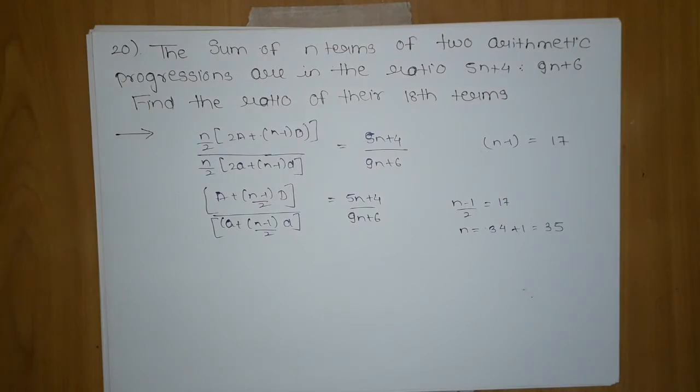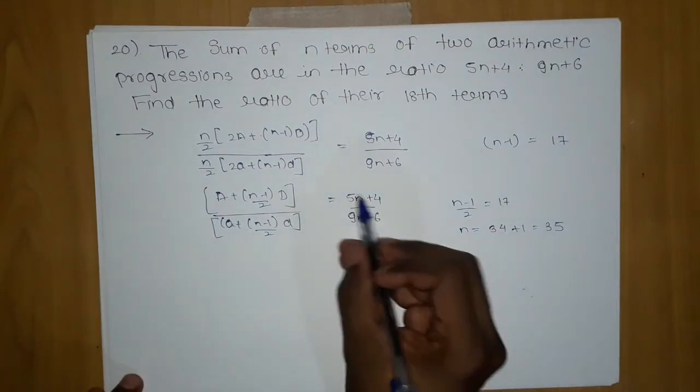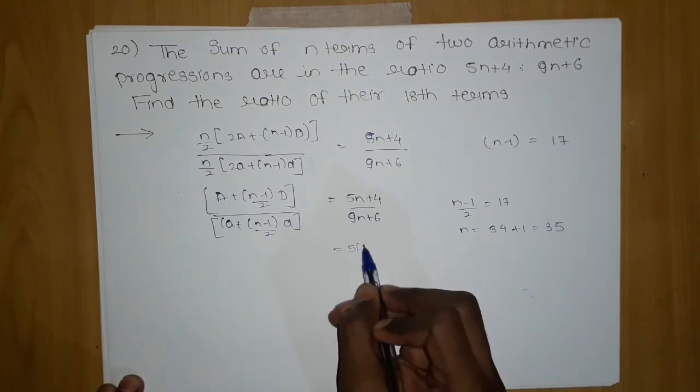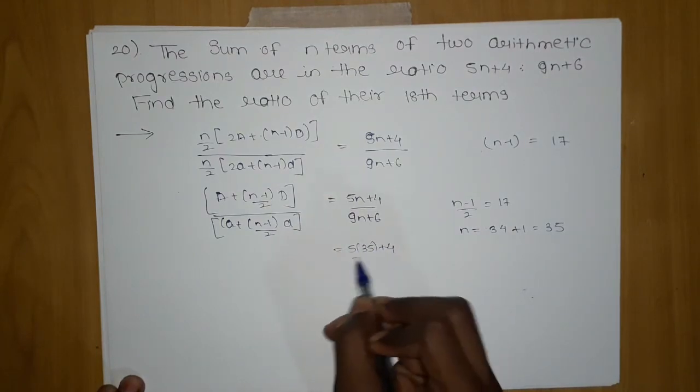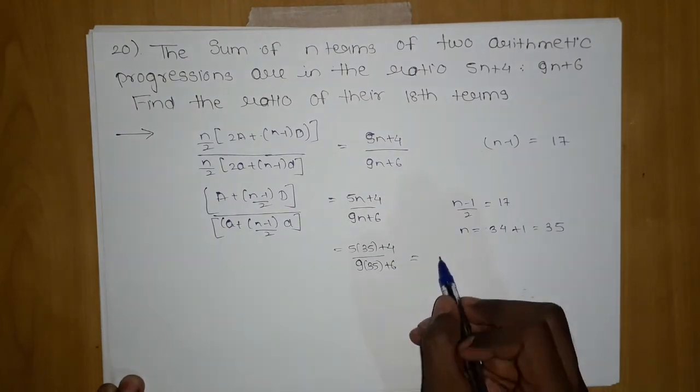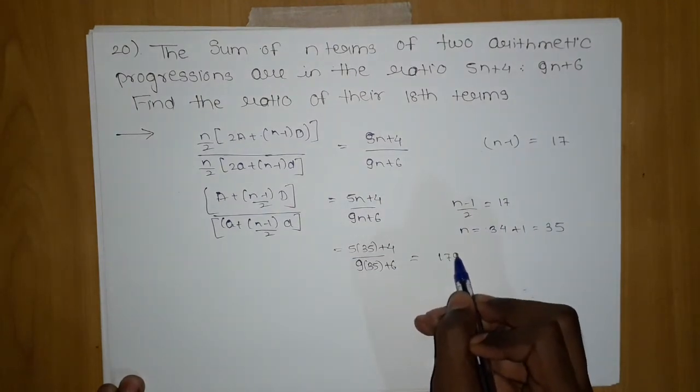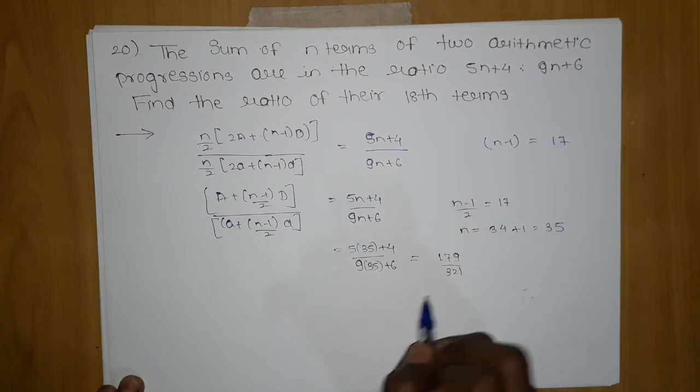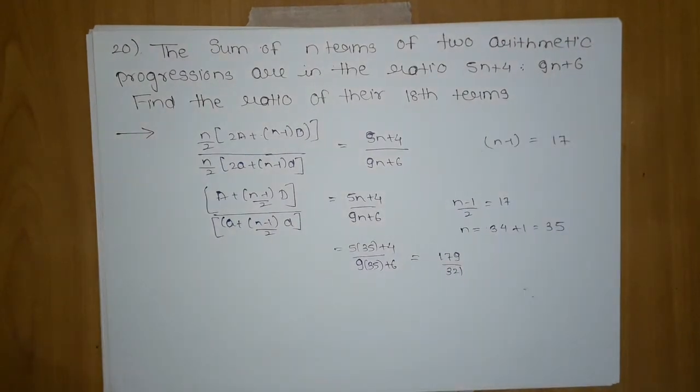So what we can do next, we want the ratio, we got the n value, 35. So 5 into 35 plus 4 upon 9 into 35 plus 6, which will give me 179 upon 321. Okay, so this is our answer.